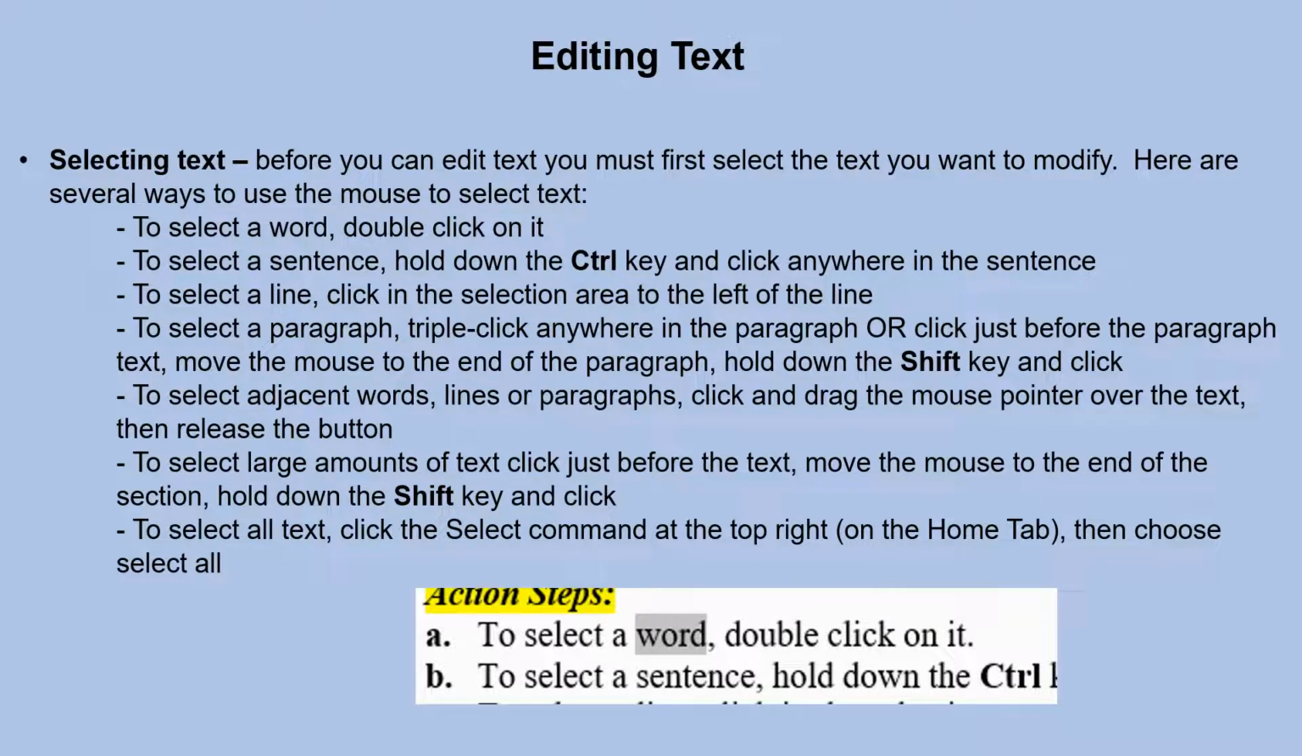If you want to select all of the text in your entire document, you can click on the Select command at the top right in your Home tab, and then choose Select All, and everything will be highlighted.